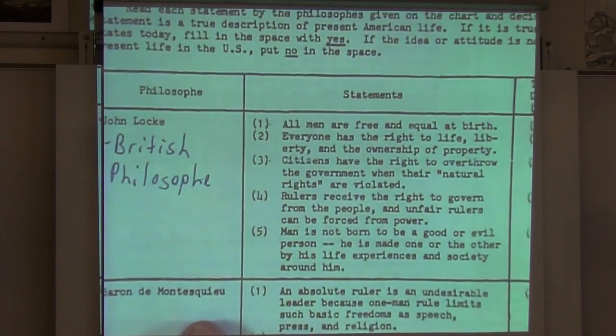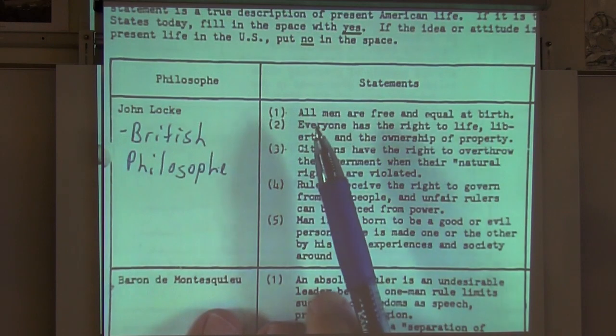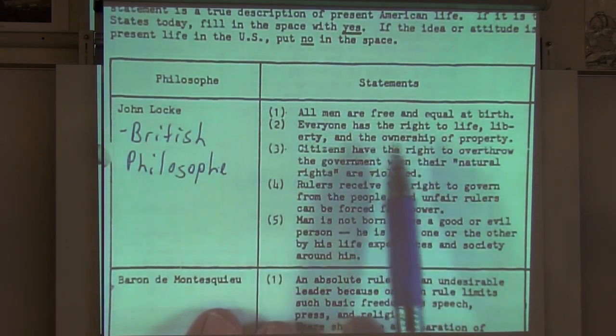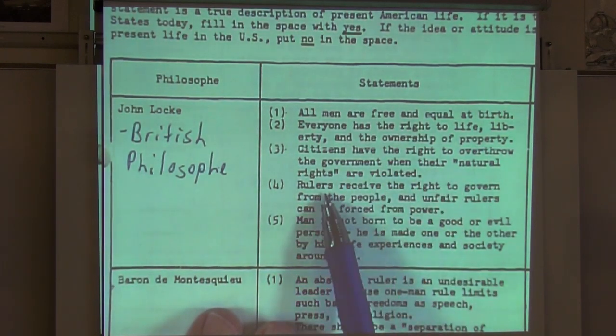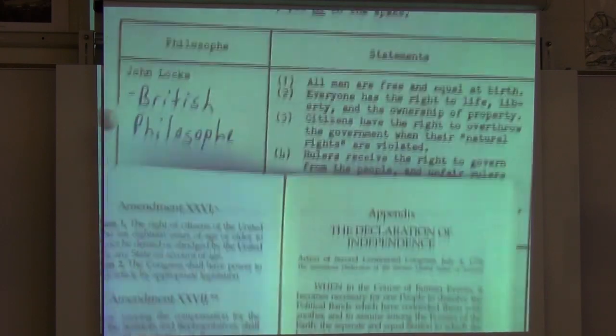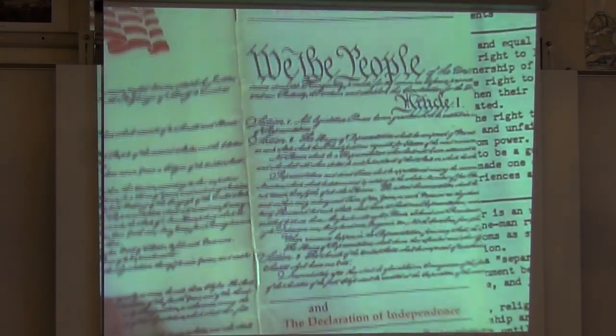Okay, this is obviously opinion based, but I wanted to do something here real fast. Look what John Locke said. These are his basic statements. All men are free and equal at birth. Everyone has the right to life, liberty, and the ownership of property. Citizens have the right to overthrow the government when their natural rights are violated. Rulers receive the right to govern from the people, and unfair rulers can be forced from power. Now, you may be saying to yourself, that's weirdly familiar. Well, ladies and gentlemen, this is a copy of the Constitution of the United States and the Declaration of Independence. I just want to check this out.